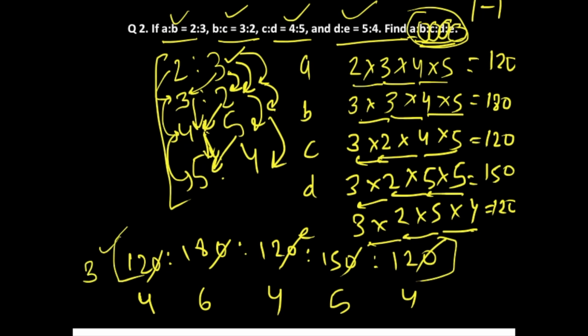So your final ratio, that is A is to B is to C is to D is to E, becomes 4 is to 6 is to 4 is to 5 is to 4. This cannot be further divided, hence this becomes your final answer. Let's have a look at the next question.